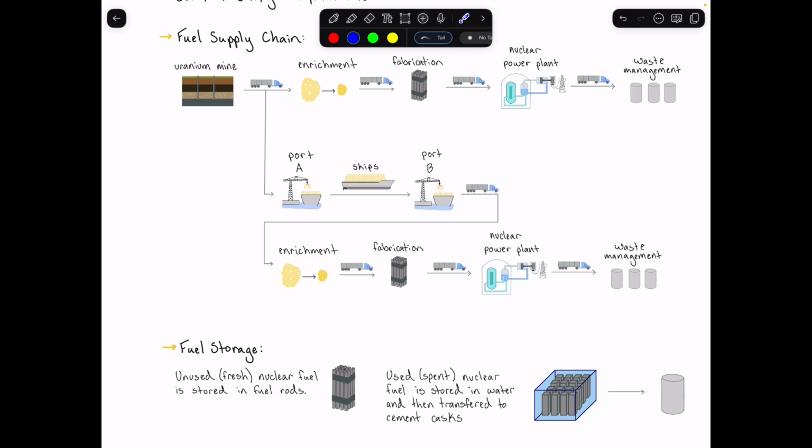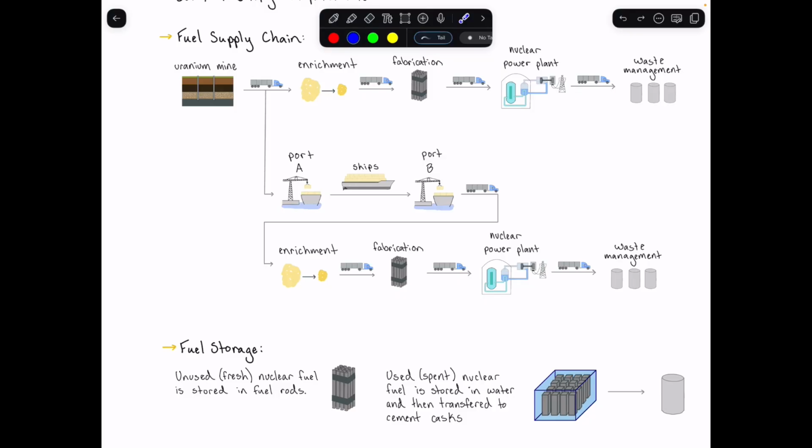And so when a nuclear power plant is done with a fuel assembly, this spent fuel is initially stored in water-filled cooling pools to remove the heat and provide a radiation shield. Didn't mean to delete my water, so I'm trying to circle here. There we go. It's stored in these pools, and then after a number of years, the radioactive waste is transferred to what is called a cask, which is basically a huge cement cylinder for long-term storage.